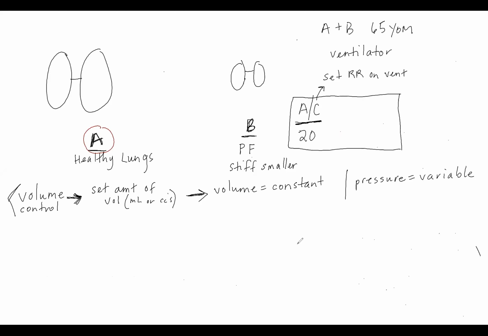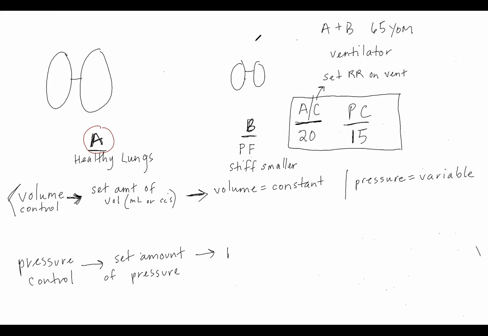However, instead of a set volume, so this is what we call a set volume of 500 cc's, I'm going to have a set pressure. This is what we refer to as a pressure control type of ventilation. So what that means is there's a set amount of pressure, and we'll just pick an arbitrary number here. I'm going to say 15. Okay, so set amount of pressure. What does that mean? That means that my pressure here is always going to be constant.